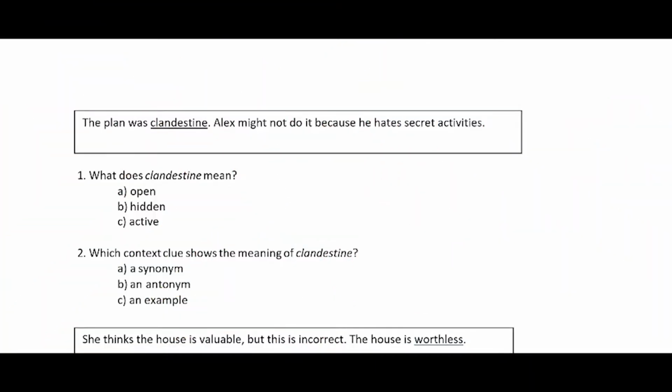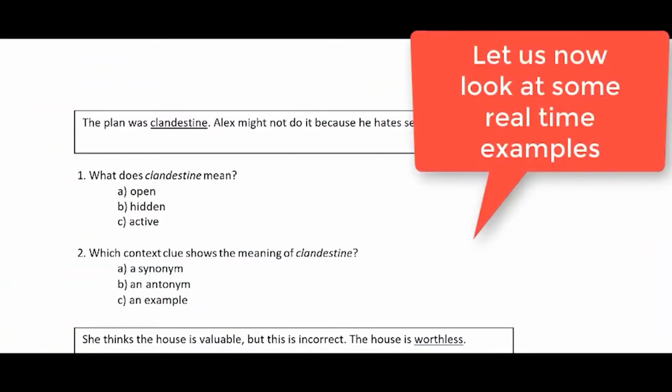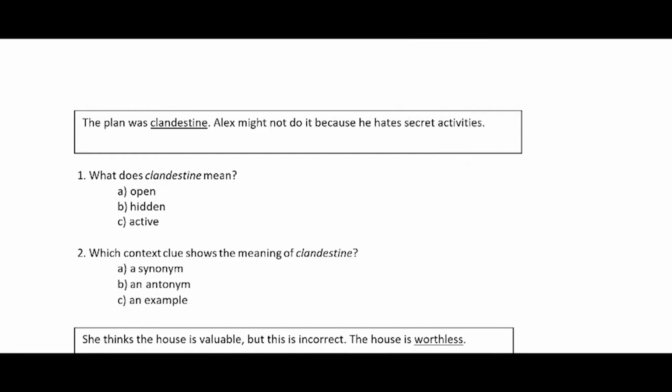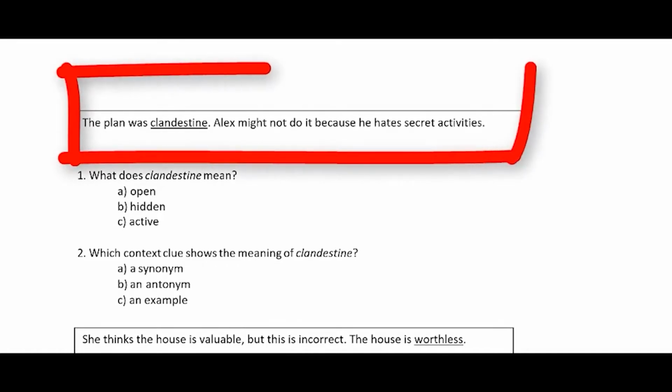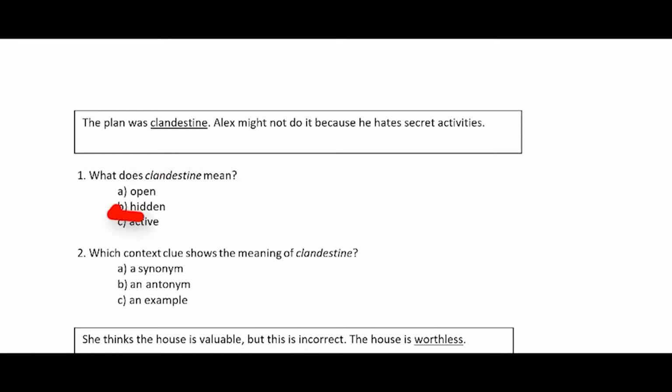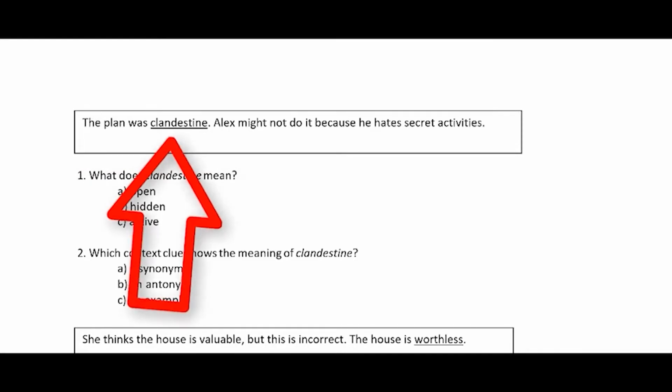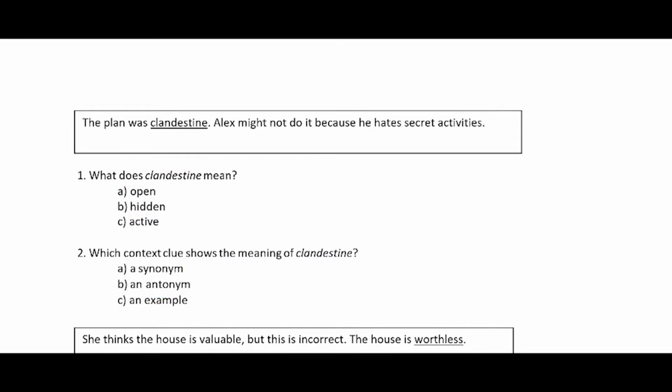Hello everybody, welcome back. So let's have a look at a real-time example of looking at words in context. So now we can make the connection. We've talked about the theory. Let's have a look at a bit of a practical example here. So let's look at the first word. They're underlined in the first box. You'll see it says clandestine. So the plan was clandestine. Alex might not do it because he hates secret activities.